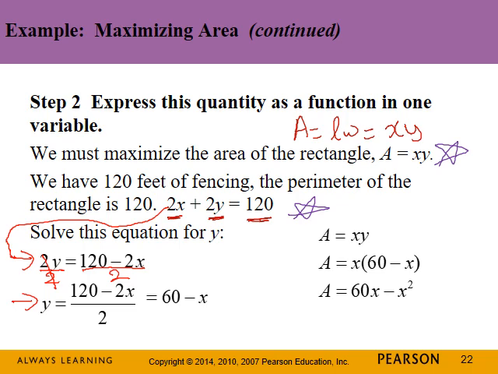And now we're going to take this y, because we're dealing with a system of equations. I'm going to take this y, go over here to my area formula, and instead of x times y, I'm going to replace y with what we just found out y was, which is 60 minus x. So here, instead of A equals x times y, it's A equals x times 60 minus x. Now, we have to distribute the x to each term. x times 60 is 60x. x times negative x is negative x squared.